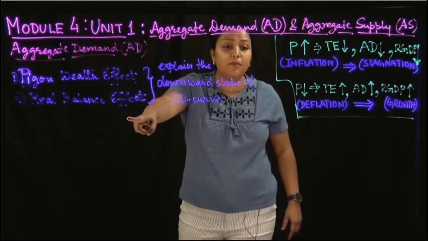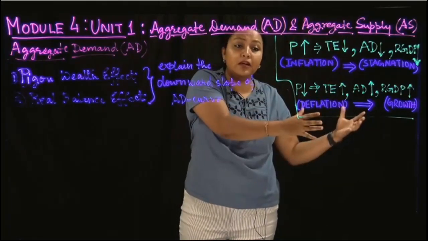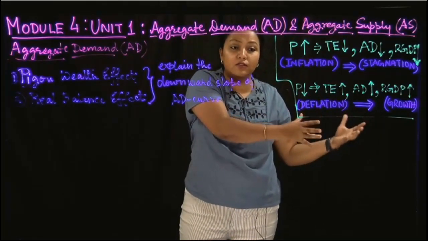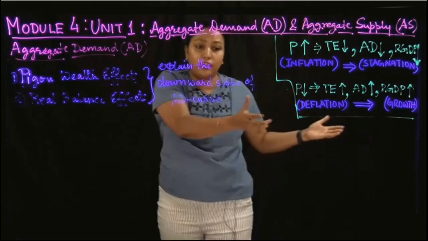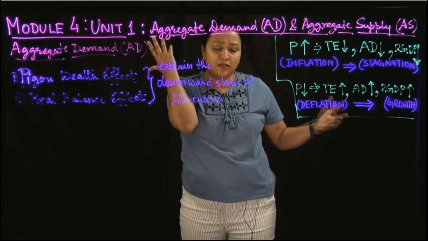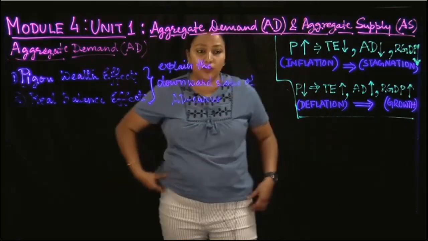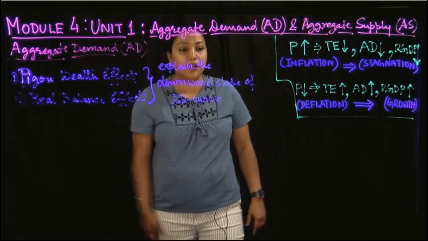Due to this real balance effect, if there is inflation, then people will be demanding a smaller basket of goods and services because the money in their pocket has not changed. Yesterday they could buy 5 Big Macs, demand 5 Big Macs. Today they have to demand 2 Big Macs because the money in the pocket has not changed. That is what we mean by the real balance effect.